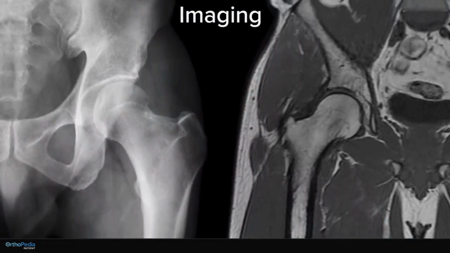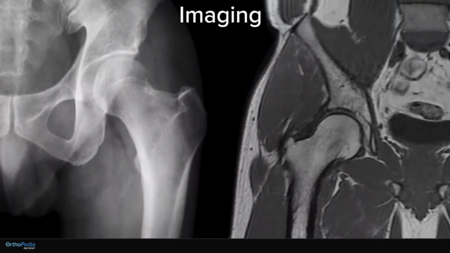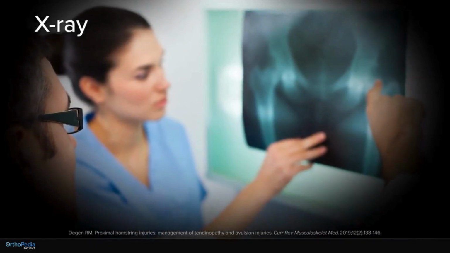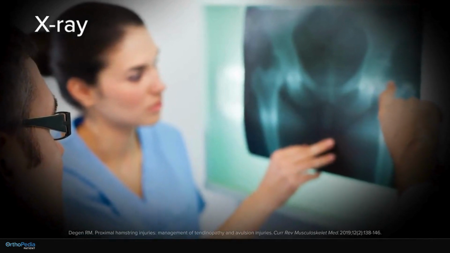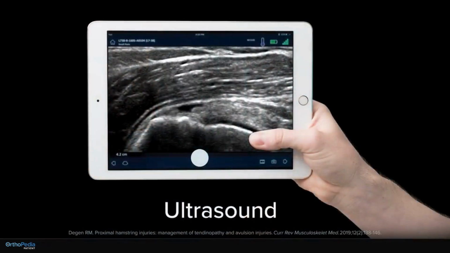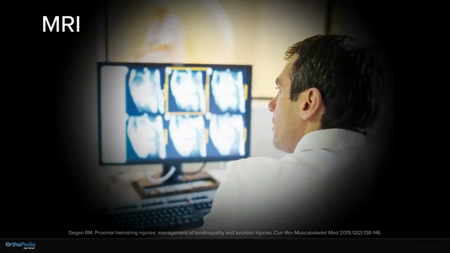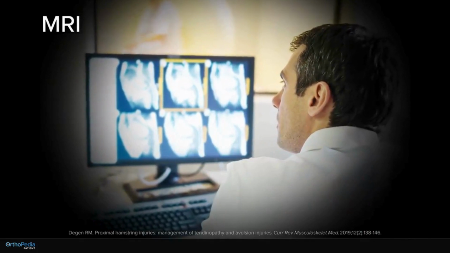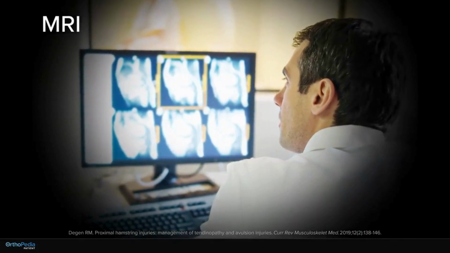Imaging studies will help confirm a diagnosis of a hamstring injury. X-rays will not show tendons or muscles, but may be performed to make sure that no piece of bone has broken off from the pelvis. Ultrasound can be used to see if any of the hamstring tendons have torn, while MRI is more detailed to see how many tendons are affected and if there is tendon retraction, which will help guide what treatment is needed.